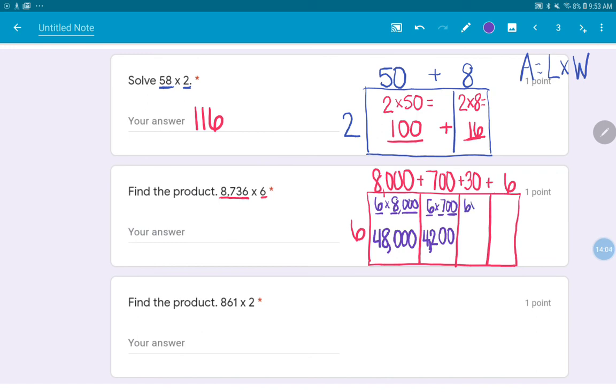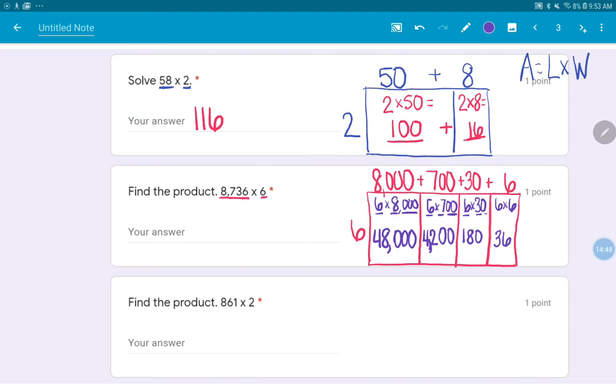Then I need 6 times 30. What's 6 times 3, Harper? 6 times 3 is 18. And how many zeros do I need there? 1 zero, 180. And then our ones. 6 times 6 is, what's that, Amy? 36. So now what am I going to do with all my parts?